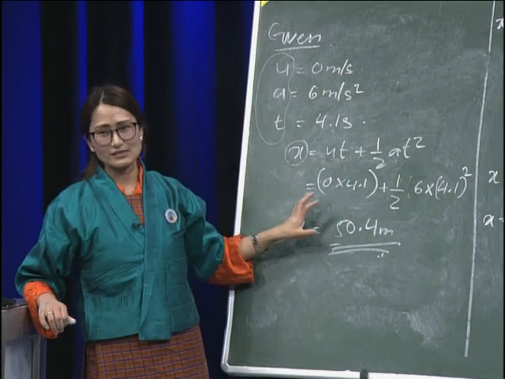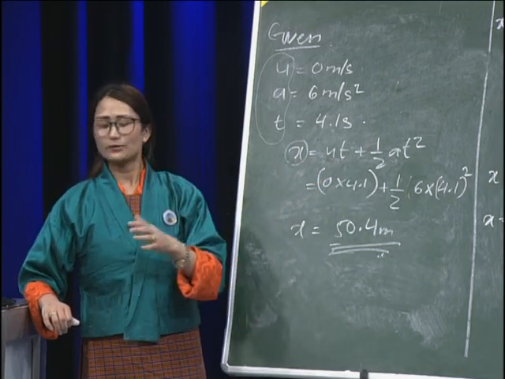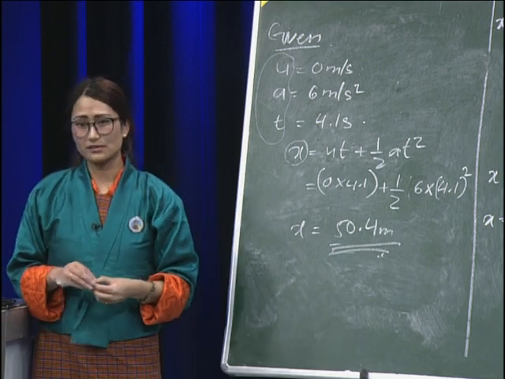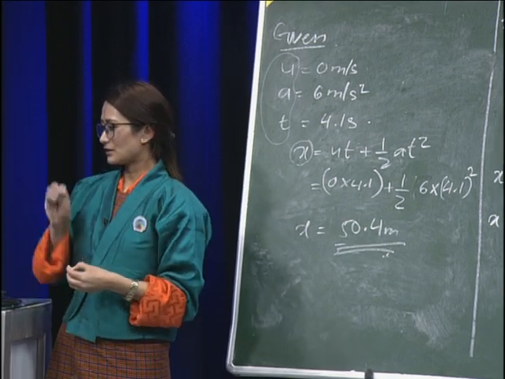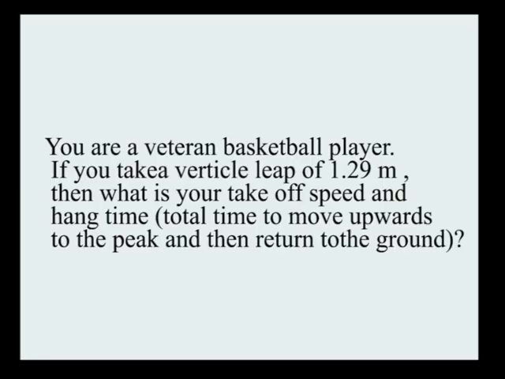Now with this concept of kinematic equations and solving numericals, I have a question for you all as well. A particle moving with uniform acceleration along a straight line covers distances a and b in successive intervals of p and q. What is the acceleration of the particle?